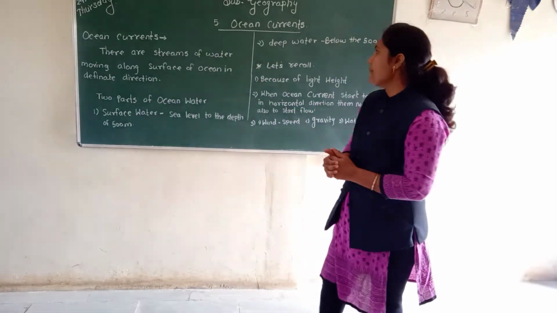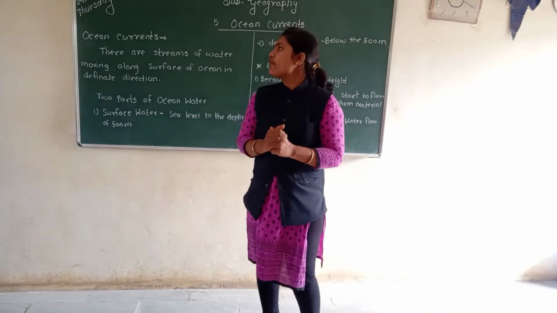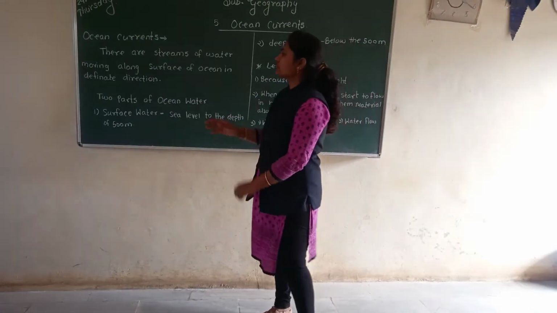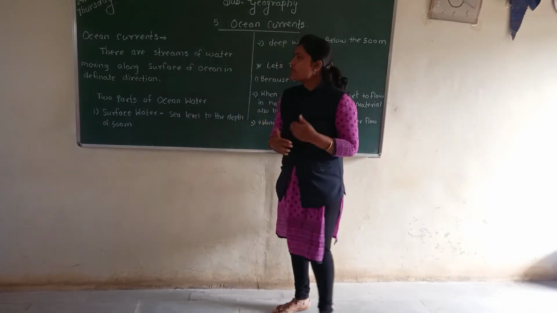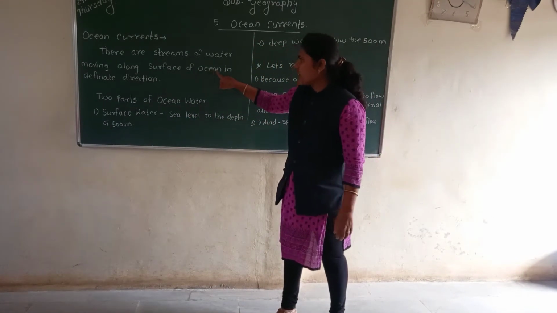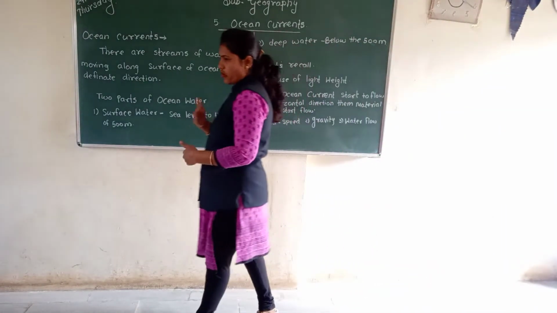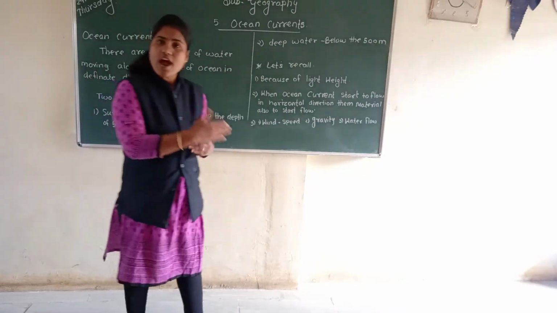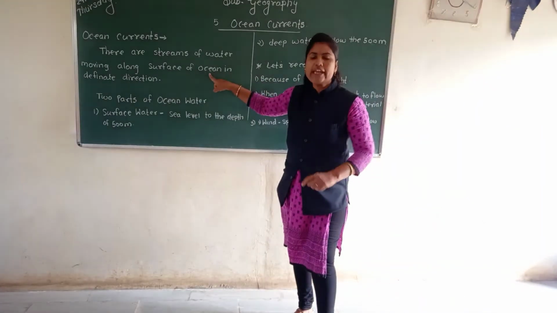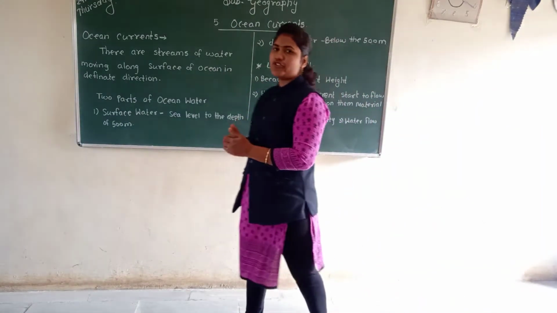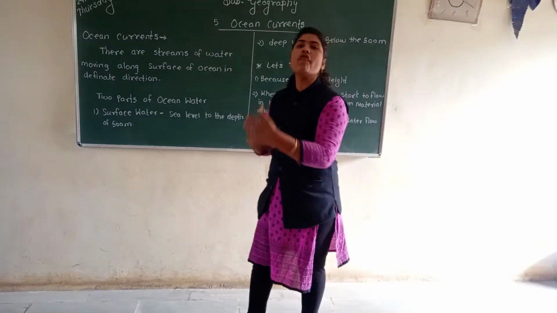Now see, what do ocean currents mean? First we will see the definition of ocean current. Ocean currents are streams of water moving along the surface of the ocean in a definite direction. When the streams of water in the ocean start to flow along the surface in a definite path and direction, it is called an ocean current. Ocean currents mean the water flow of the ocean.